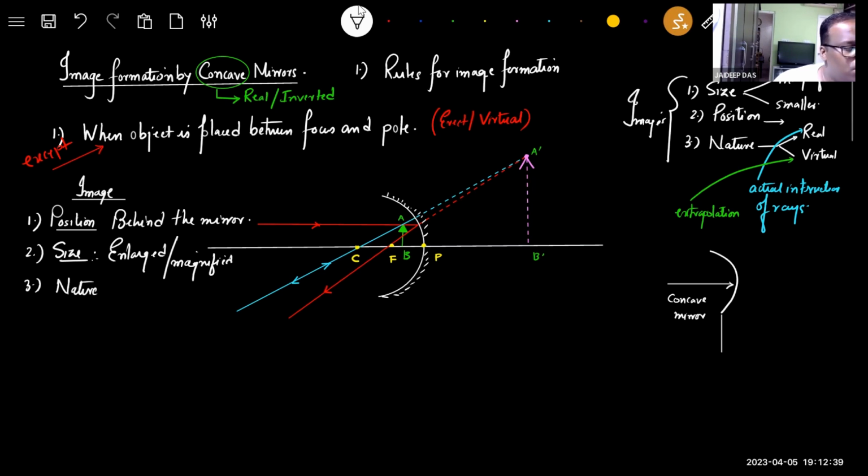And number three, we talk about nature. So what is the nature? First you see A became A dash. So it is erect. However, this is virtual. Can everyone tell me why it is virtual? It has not been formed by actual intersection of rays. Its birth-givers are imaginary parents.